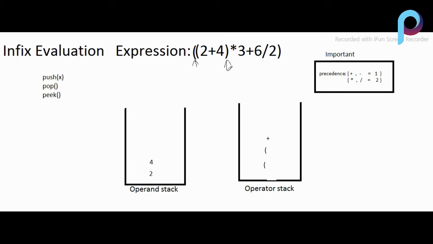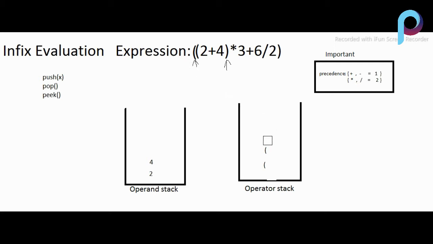We have to perform the operation accordingly, according to the operator in the operator stack. Okay, there are two operands, so we have to perform according to the operator. Just listen, we have to select 2 as the first operand, and we have to select 4 as the second operand. Okay, so let's go.